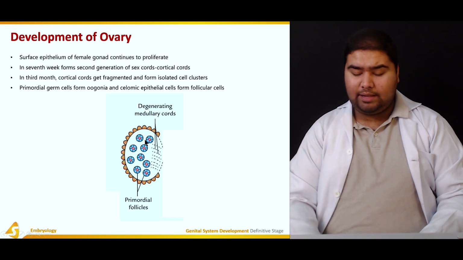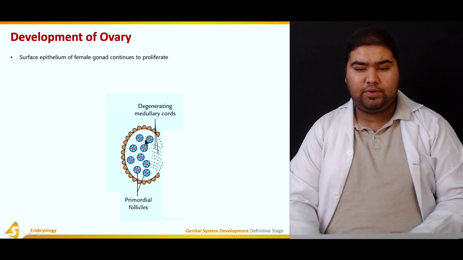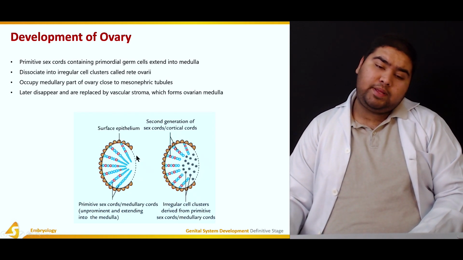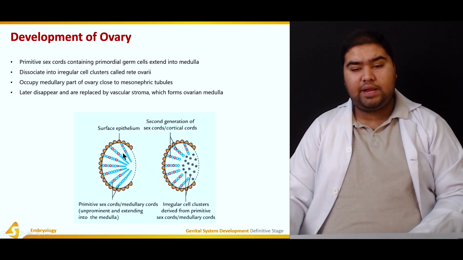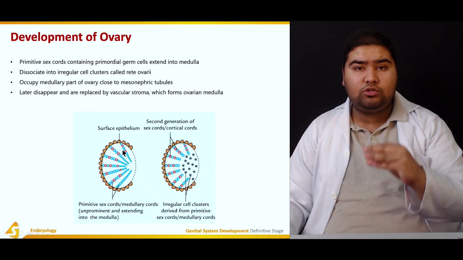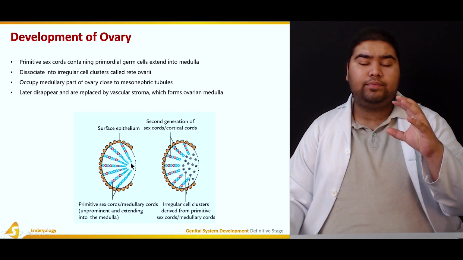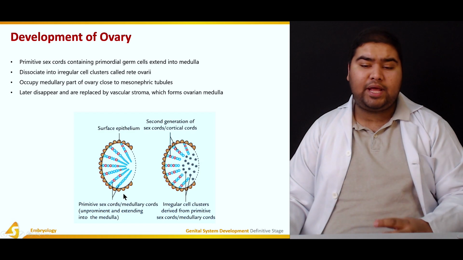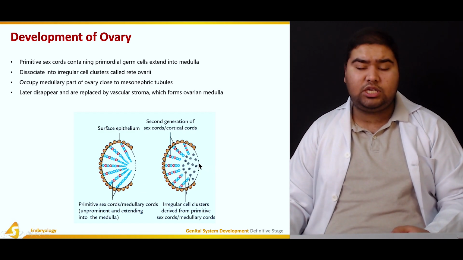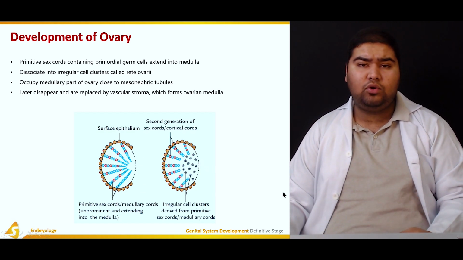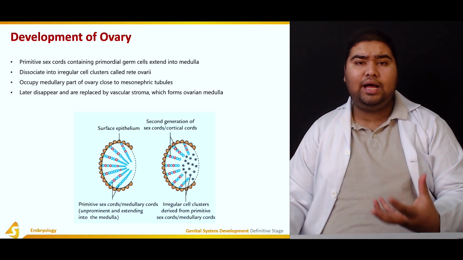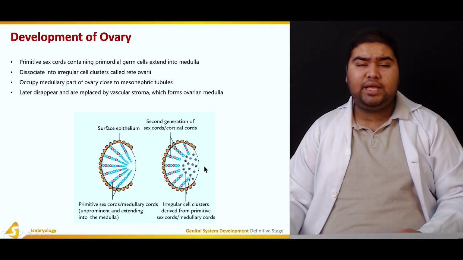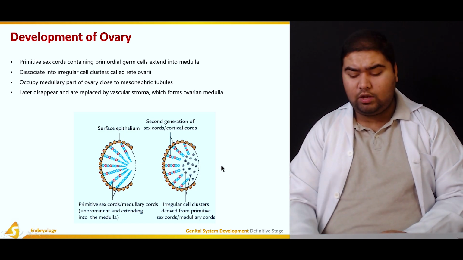So what happens? Let's go back to the previous figure. Here, this is the coelomic epithelium. These are the primary sex cords. Primary sex cords are now migrating into the lumen of the developing gonad. These primary sex cords form the rete ovary. The rete ovary then are reabsorbed because they disappear and are replaced by the vascular stroma, which will form the ovarian medulla.